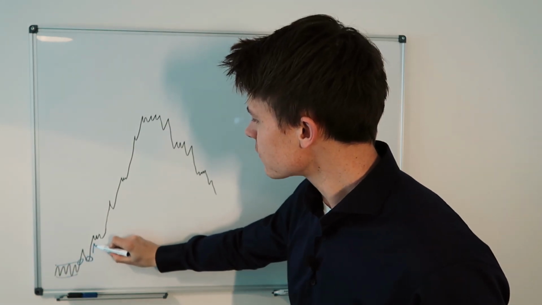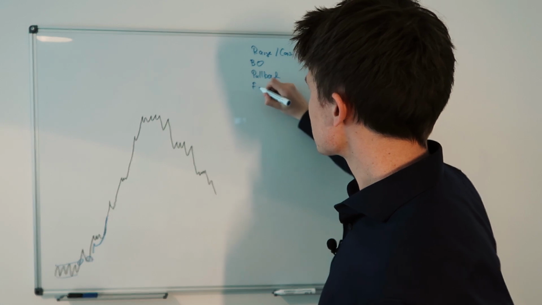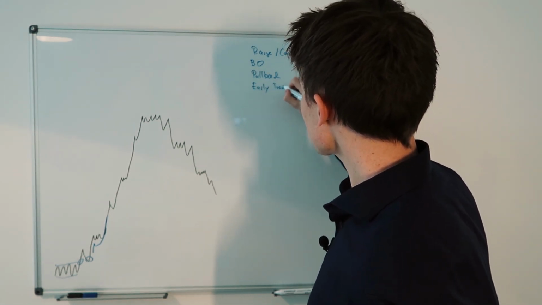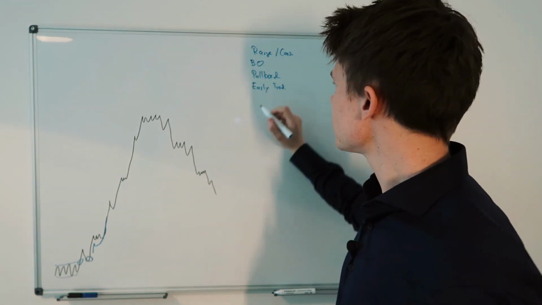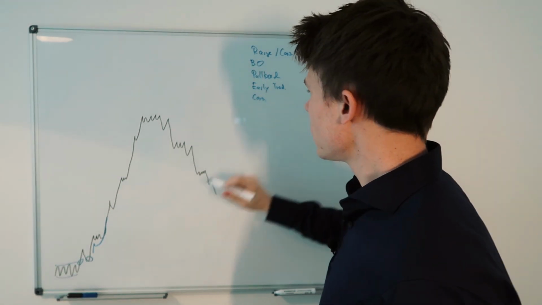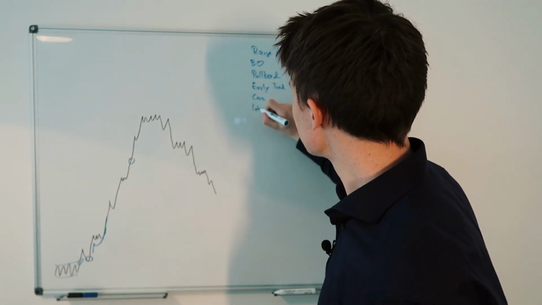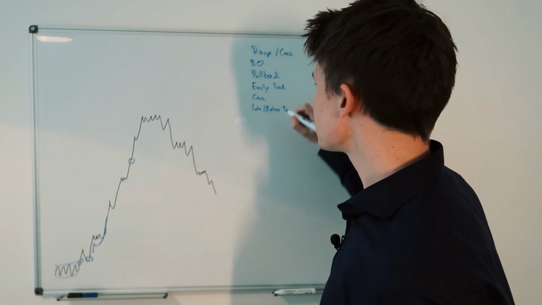Then we have an early trend here. We have small consolidations during the trend. So the next phase here, early trend. Then we have small consolidations in between the trend waves here. And then at one point a trend matures. So we are in a late, or you can also call it a mature trend.